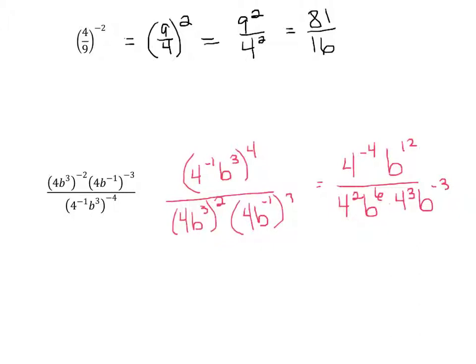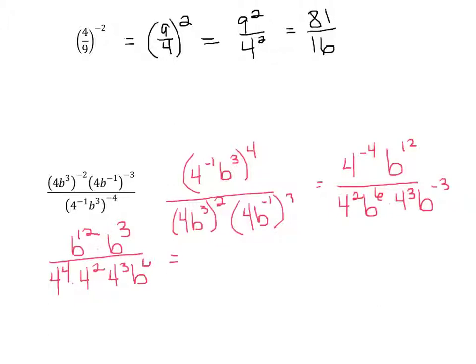So my numerator will be b to the 12th, and I will take this b to the -3, and I'll move that to the numerator as well, and make that times b cubed. The denominator, this will move down to the denominator. It'll be 4 to the 4th power. I've got here times 4 squared times 4 cubed, and then I've got b to the 6th power.